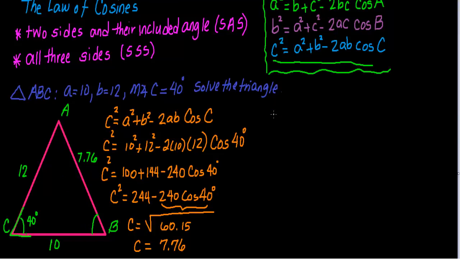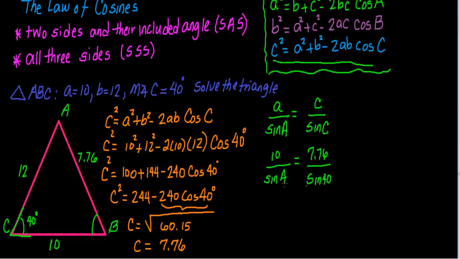Let's go to A, okay? Let's look for A using the sine law. So I can write sine of A over A equals sine of C over C. A is equal to 10. Sine of A, which is what I will look for, C is equal to 7.76. And sine of C, which is sine of 40. Okay, so to solve for sine of A, I'm going to cross multiply that way and this way.